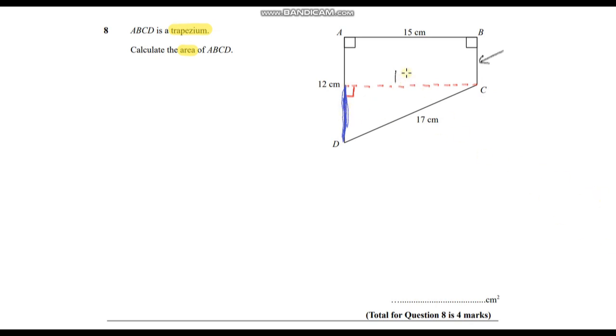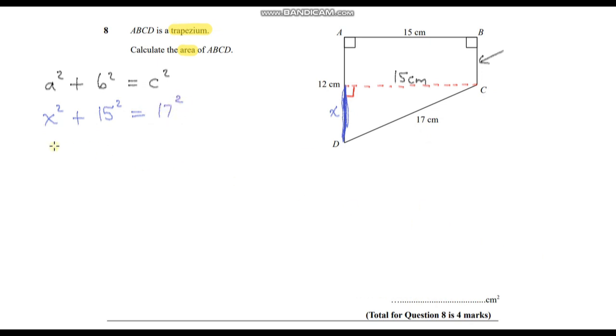So we know this length is 15 centimeters because it's exactly the same as this length. And we know the hypotenuse is 17. So using Pythagoras, we can calculate this shorter leg. So let's just write down Pythagoras' theorem. It's a squared plus b squared equals c squared. So all this means is if we square both of the shorter lengths and add them together, that gives us our hypotenuse squared. So if we call this length x, we know that x squared plus 15 squared is going to be equal to 17 squared.